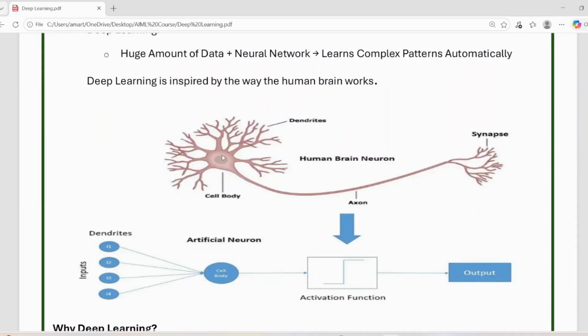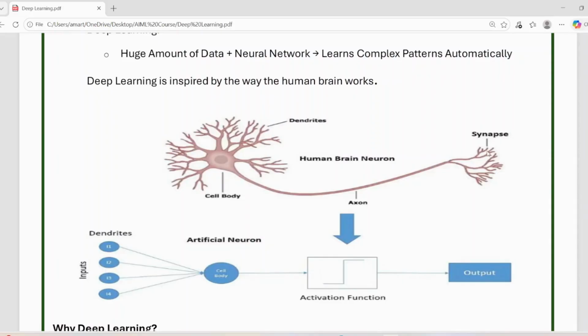Now the third thing, axon. The axon basically carries the signal from the cell body to other neurons. It is like a communication wire. Now the fourth part is your synapse. It has the information through the axon, and now it will pass the information to the next neuron. It is like a connection point. After this, you will have another neuron.